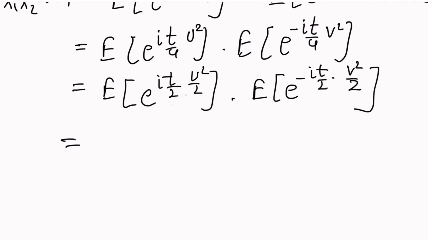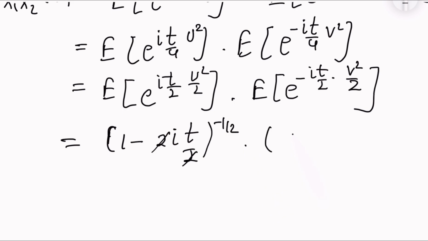So now I'm going to write the final value. Inside the bracket, 1 minus 2 times i times t by 2, whole to the power minus 1 by 2. I can cancel out this 2 with 2. And for the second part, which has minus i t, we will get the same answer, but in the middle we will have a positive sign. So we have (1 plus i t) to the power minus 1 by 2. So this is what we got.